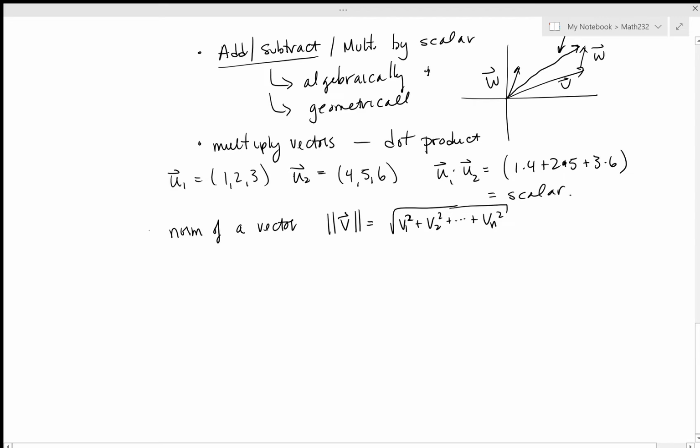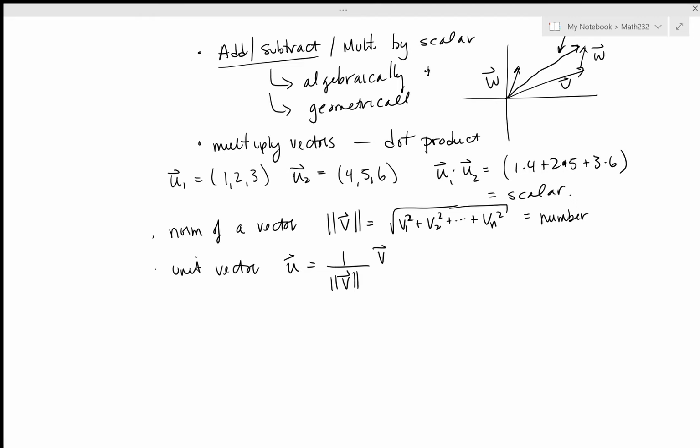Okay, we can take a vector v and we can find a unit vector. So if I was going to consider u to be the unit vector of v, I would divide the vector v by the norm of the vector. Okay, this norm is also just a number, right? This is a number. If I divide the vector by that number, the length of the resulting vector is 1.